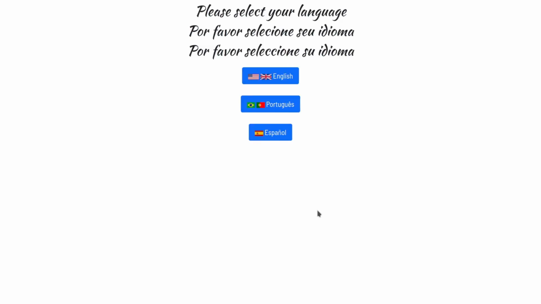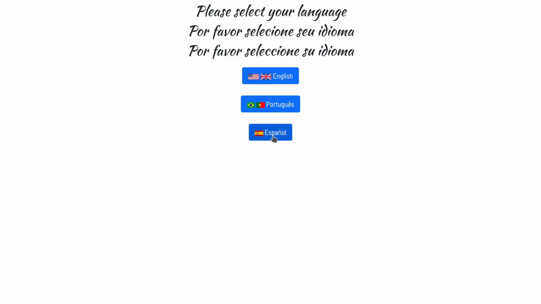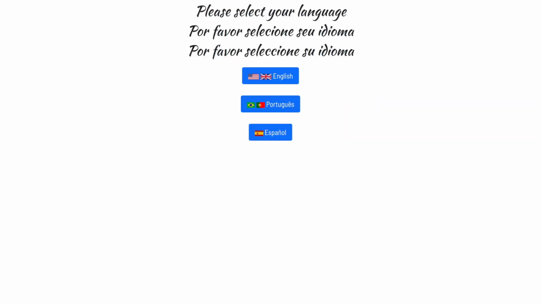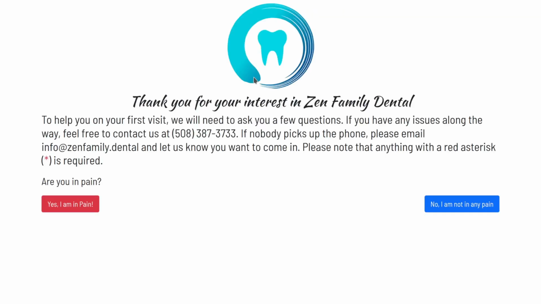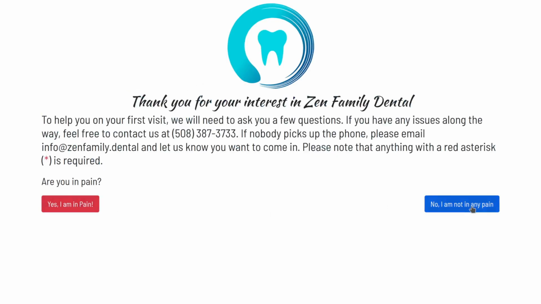You click on that, and it gives you a number of choices: English, Portuguese, and Espanol. So for Portuguese, it'll actually show all the questions in Portuguese. Same thing in Spanish. And let's actually do, for this example, English. So it'll have the introduction and then if you're in pain or not.